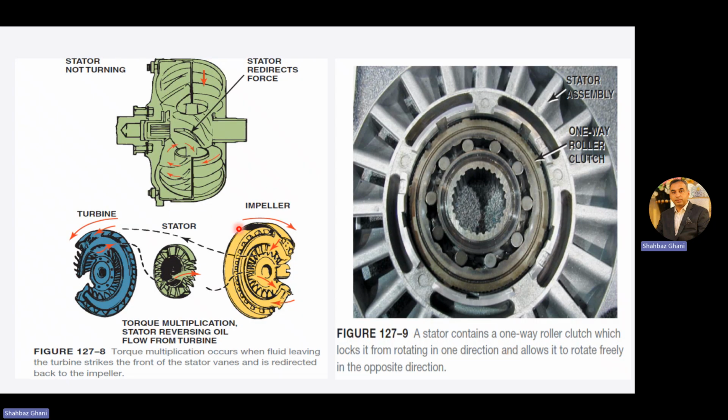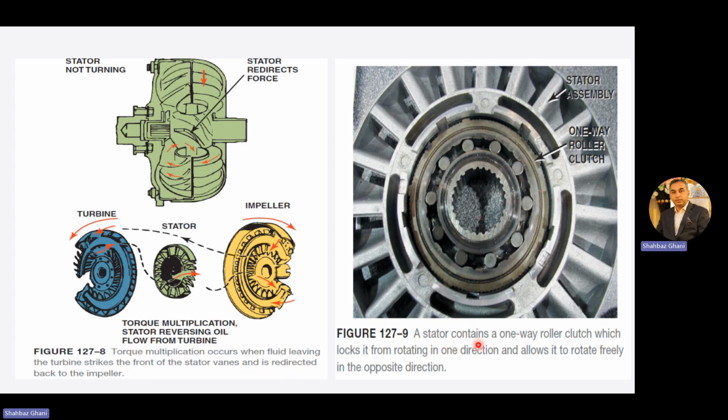Let's see the figure. Stator not turning, so the stator redirects forces like this. Torque multiplication: the stator reverses the oil flow from the turbine. The torque multiplication occurs when fluid leaving the turbine strikes the front of the stator vane and is redirected back to the impeller. Now let's see this figure very carefully.